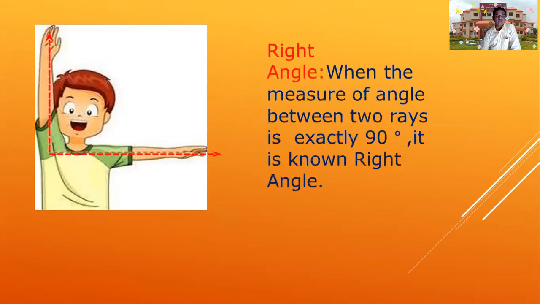Now, what is the angle made by the hands of this boy? Well, you'll see that the first ray lies horizontal and the second ray lies exactly on the vertical. So the angle in between the two hands of the boy is 90 degrees, and this is known as a right angle.